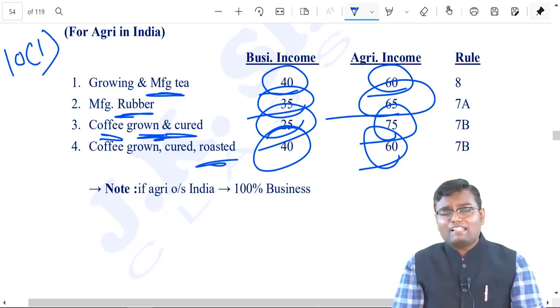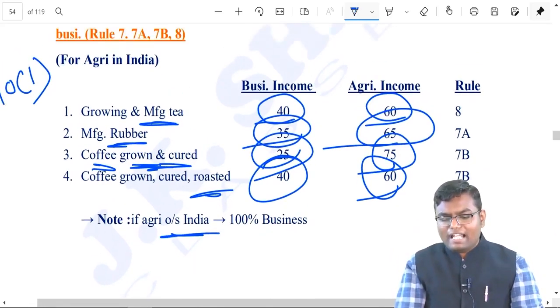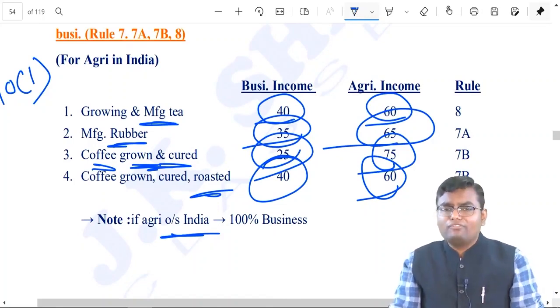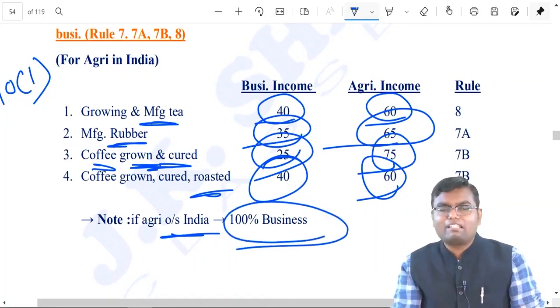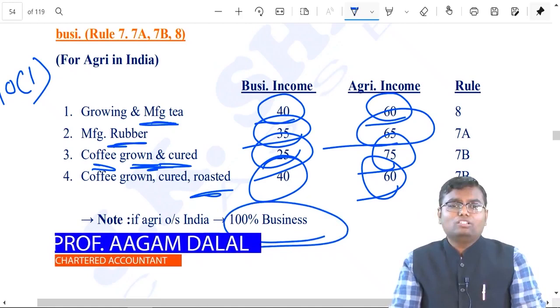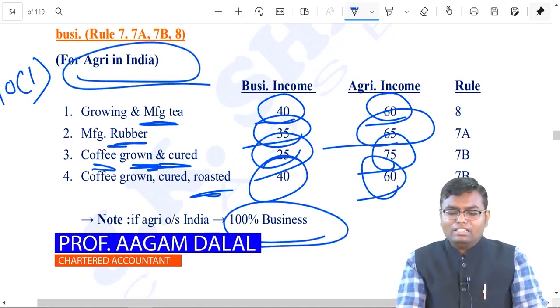If these agricultural operations are done outside India, then remember, nothing will be bifurcated, 100% will be taxable. The bifurcation is only applicable if you have agricultural income in India.